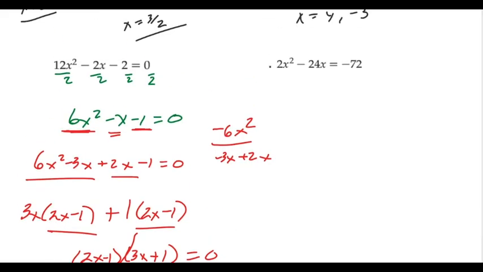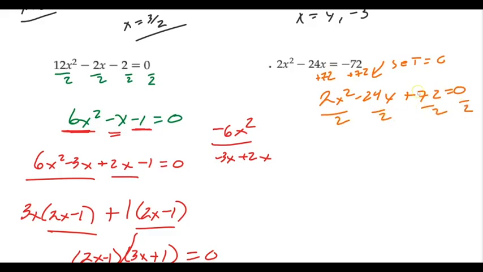Got one more of these. Try to do this one quick. So I set equal to 0. It's going to be 2x² - 24x + 72. We're going to add 72 to both sides. Equals 0. Here, notice they're all even. I can divide by 2, make my life a lot easier. Whatever you do to one side, do to the other side, so I can divide 0 by 2 also. Get x² - 12x + 36 = 0.